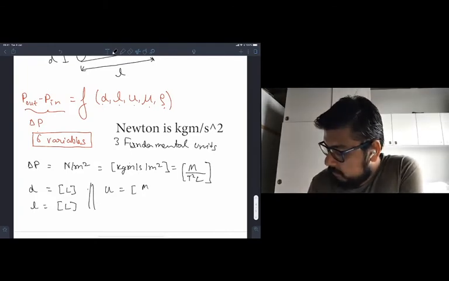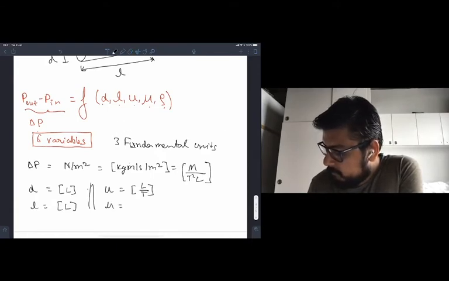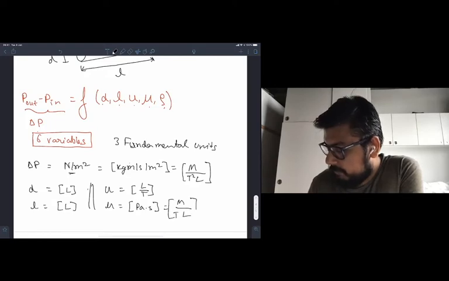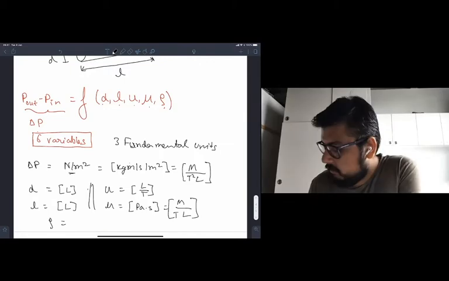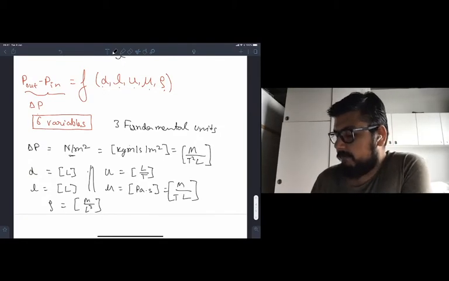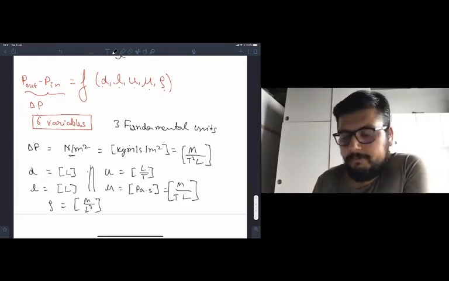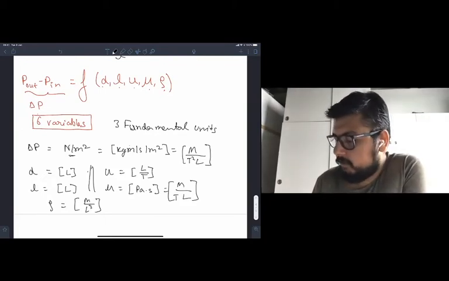Velocity would be length per unit time. Viscosity is Pascal second. So Pascal is nothing but Newton per meter square, which is over there. So this would come out to be mass per unit time per unit length. And then we have density, which is nothing but mass per unit length cube.